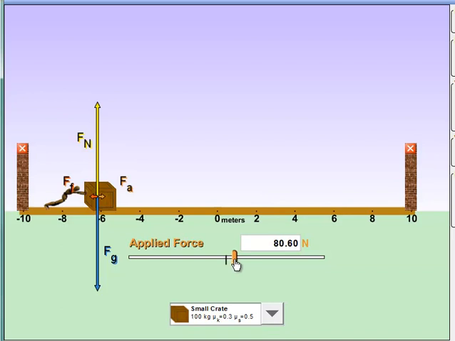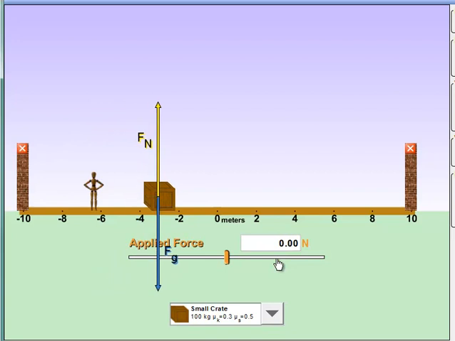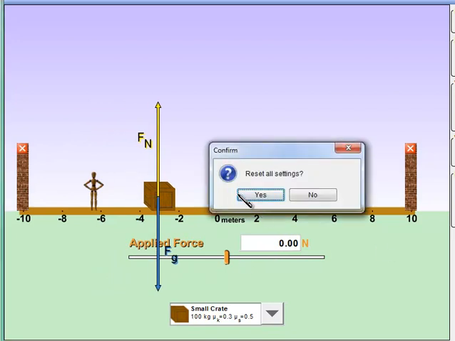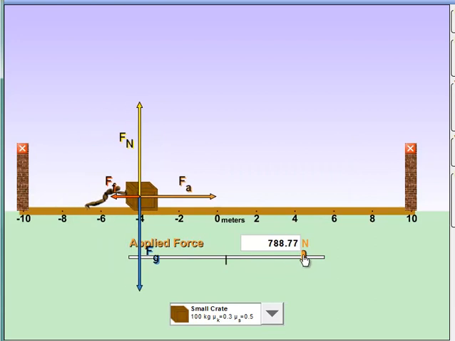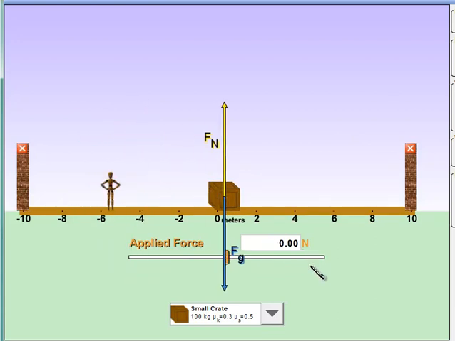So let's do this again. Notice, we know already around 500 it's going to go. And then when I release it, see, it comes to a halt. Once more. See, and then it comes to a halt.